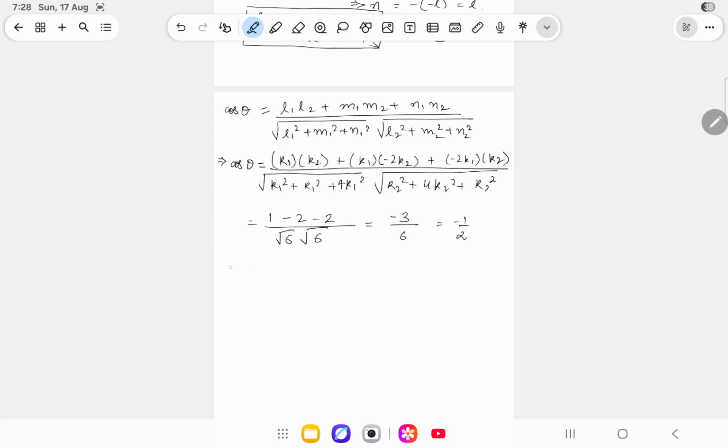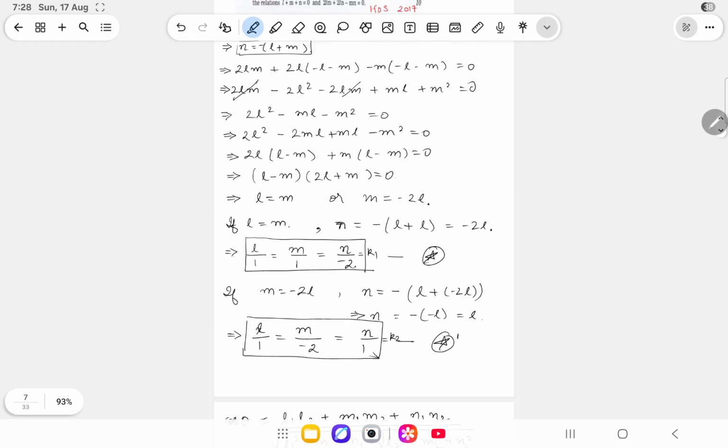So from here I got theta equals 120 degrees. When theta equals 120 degrees, the cos value is minus 1 by 2. So the angle between the two lines is 120 degrees.